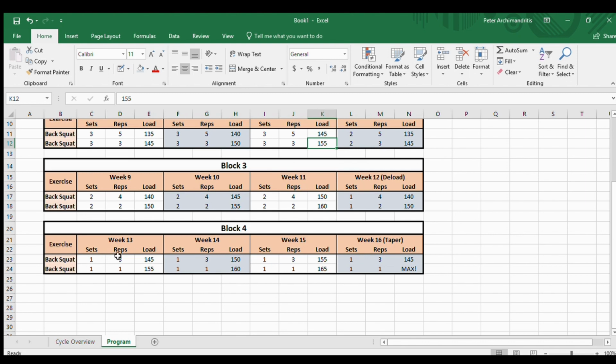So we're going to do 1 set of 3 up to week 15, starting at 145 and going all the way up to 155. And this one is going to be a single. So 1 set of 1. So just working up to a heavy weight for 1 rep, and then that's going to take us to week 15, where we're going to hit 165 for a single. So this week here, we should be hitting at least 90 to 95% of what we think we can max out at. And then finally in week 16, that's where we're going to go for an absolute maximum attempt.